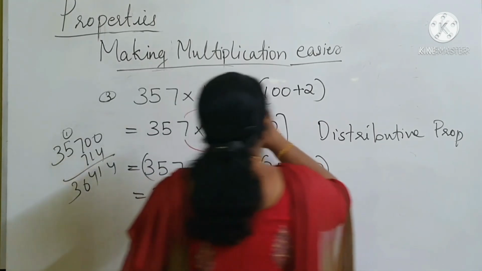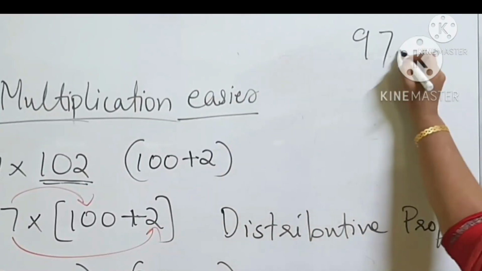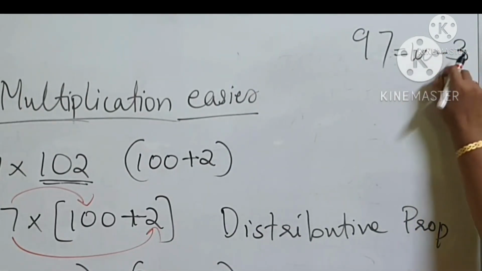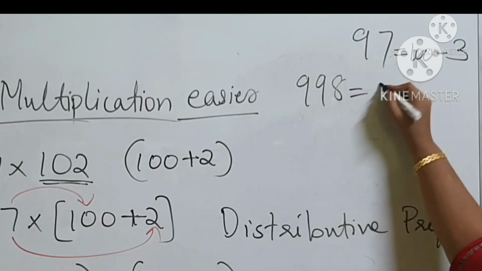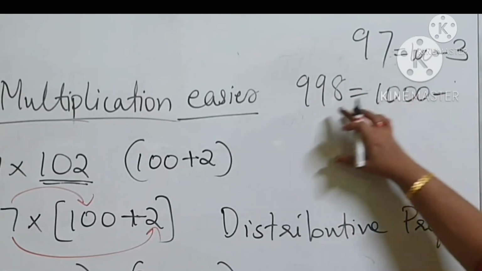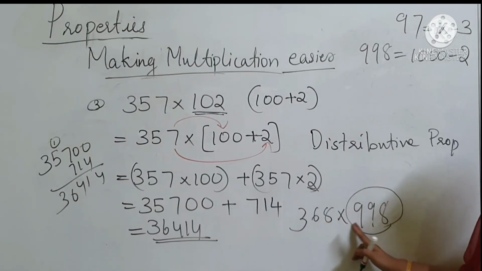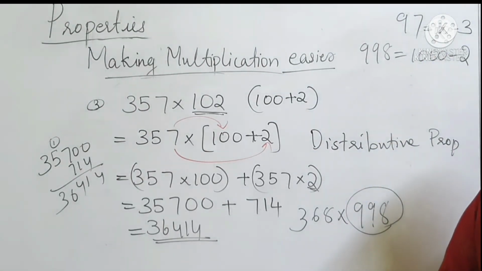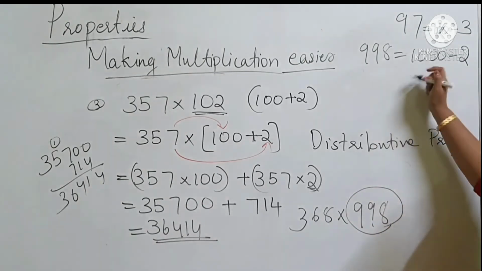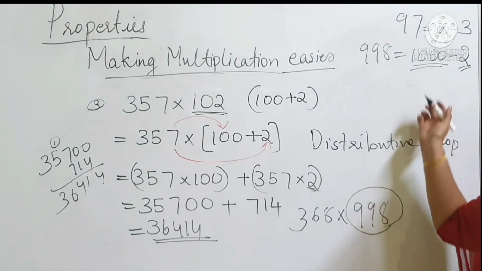Here this is 102, so we write it like this, 100 plus 2. If it is 97 we can write it as 100 minus 3. Then if it is 998, multiplication by 1000 is also easy. 998 we can write as 1000 minus 2. If you get a question like this, 368 into 998, you write 998 as 1000 minus 2 and apply the distributive property. Then multiplication by 1000 is easy, and this is a small integer, so we can easily multiply by 2. We will do the important exercise questions in the next video.